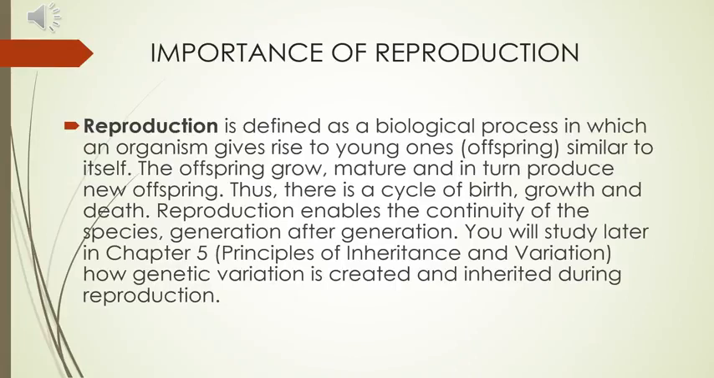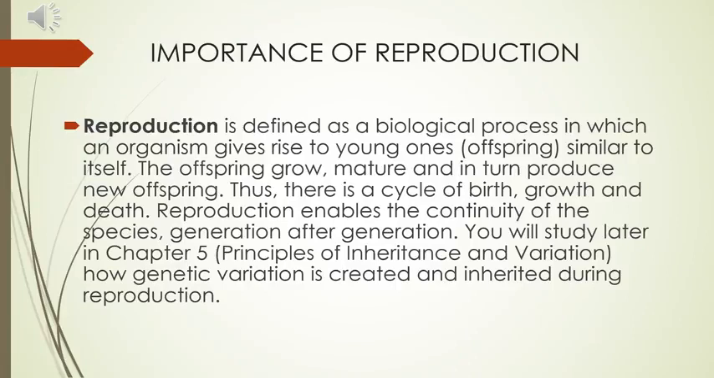It's a biological process, you know very well from your previous study also, in which an organism gives rise to young ones, or you can say offspring, similar to itself. It also maintains the continuation of the life cycle, meaning birth, growth, and death. What are the different functions done by this process? If you say it point-wise, the first point is that reproduction maintains life on earth. If organisms are not reproducing, what will happen? You know very well, the existence of that species is going to be finished.